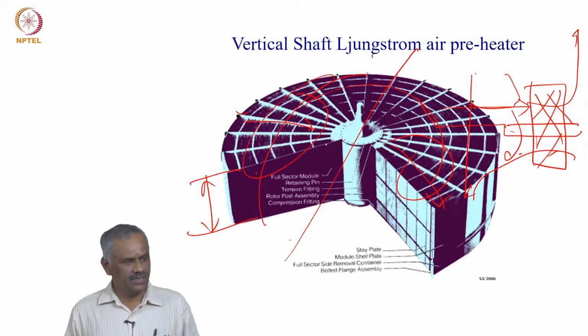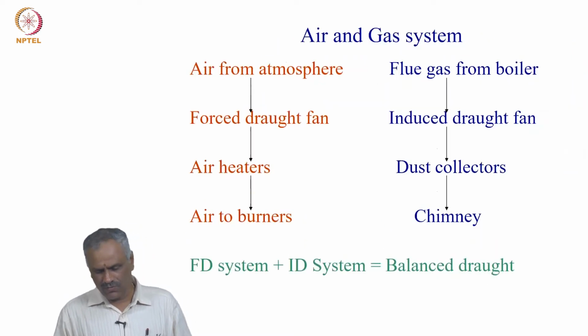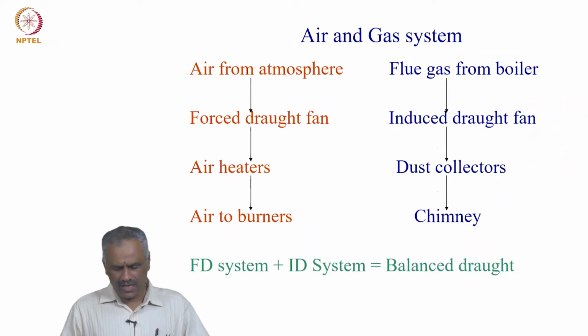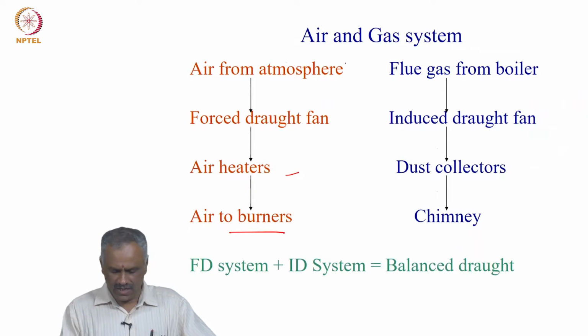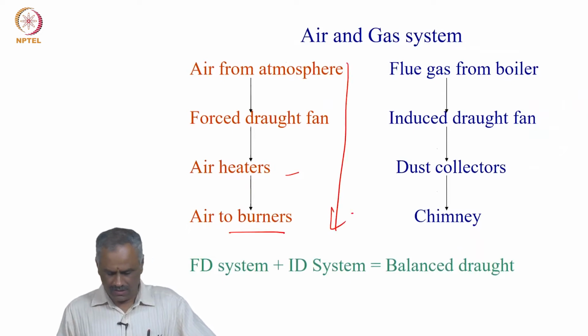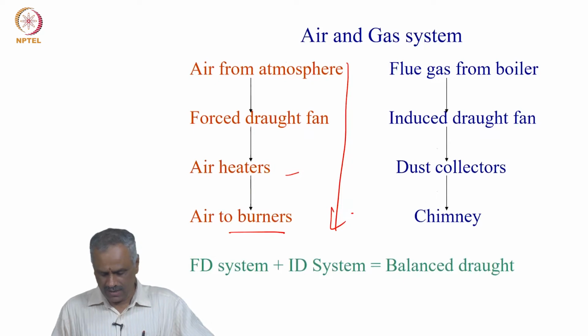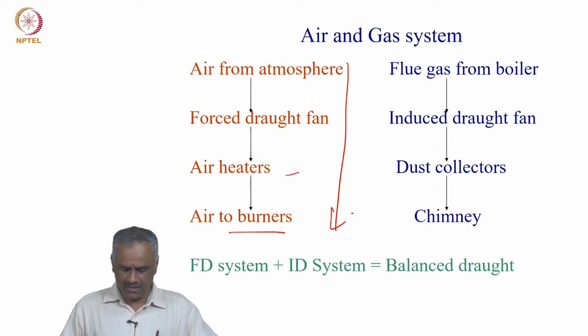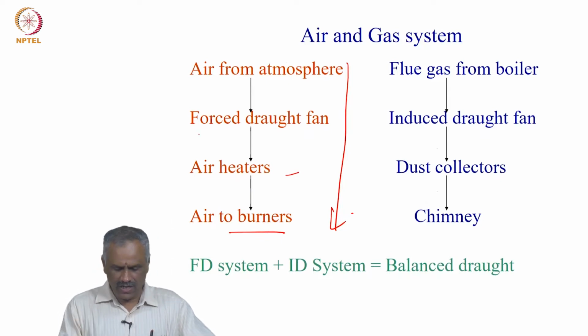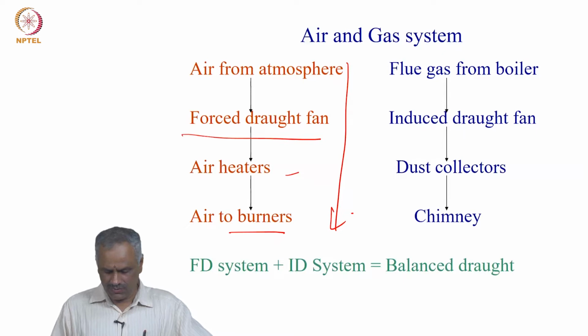Most of this is a desiccant type; even in air conditioning you must have seen this, it is a regenerative. Then the air-gas system. In the air-gas system, air enters from the atmosphere using a forced draft fan, and there are air heaters, that is air preheaters, and then it goes to the burner. This is the air side. Air from the atmosphere is preheated and supplied to the burner, so here there is a fan which is required, a forced draft fan.